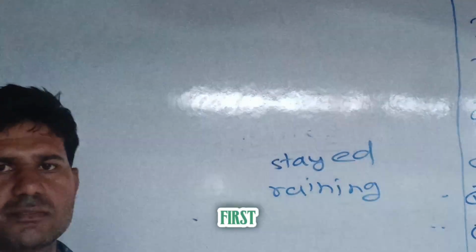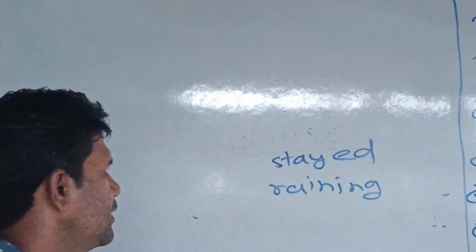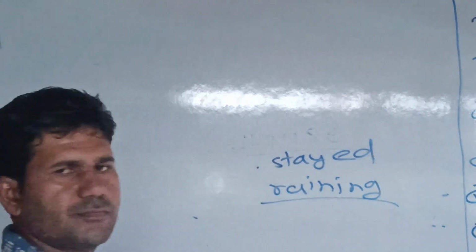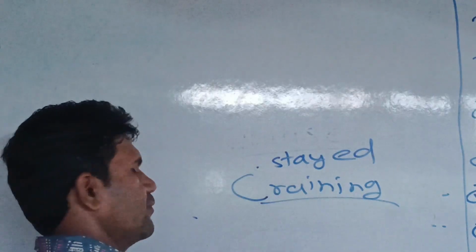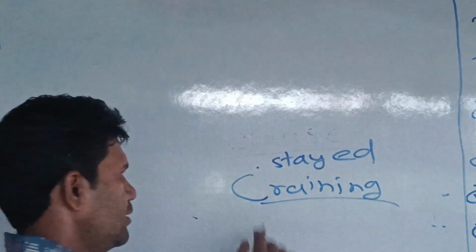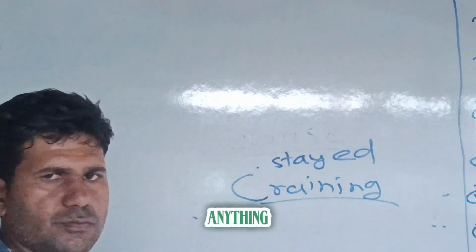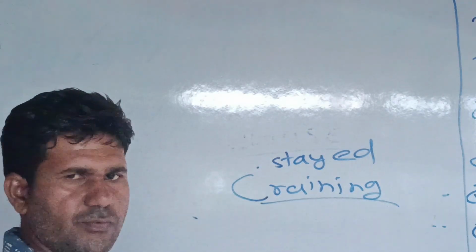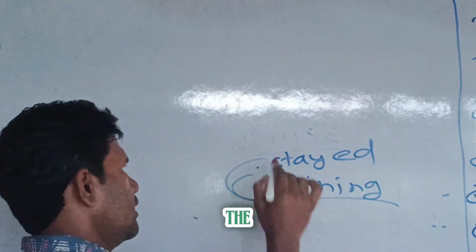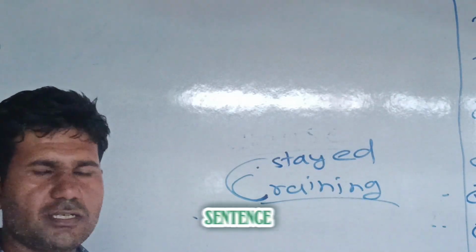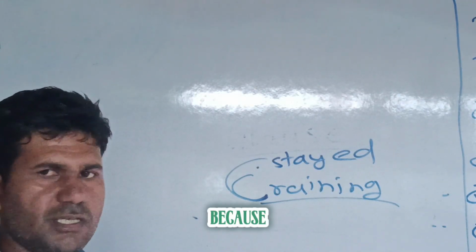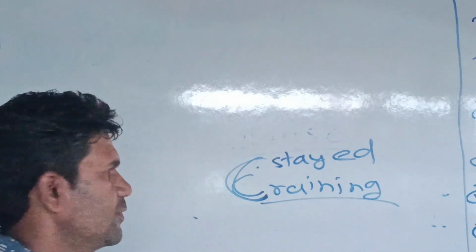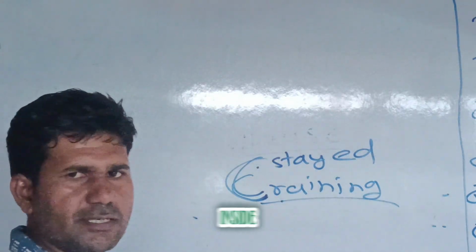What happened first? It was raining, and that is why we stayed inside. First it was raining. It doesn't require anything to rain. This is an action that happened independently without any support. And the other action mentioned in the sentence, we stayed inside because it was raining outside. So raining made us stay inside.